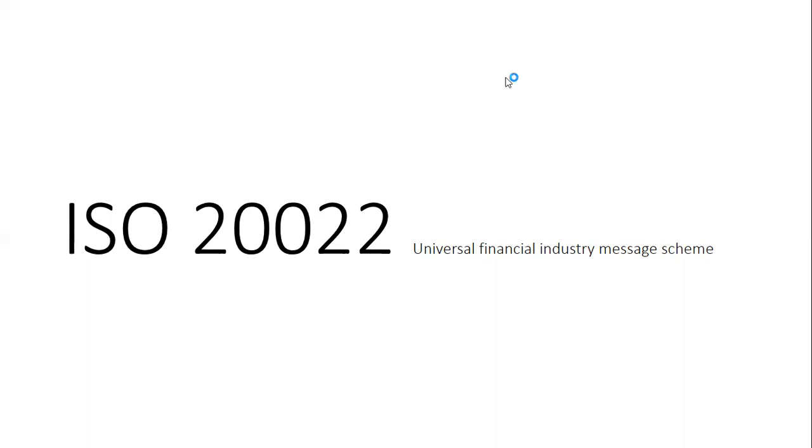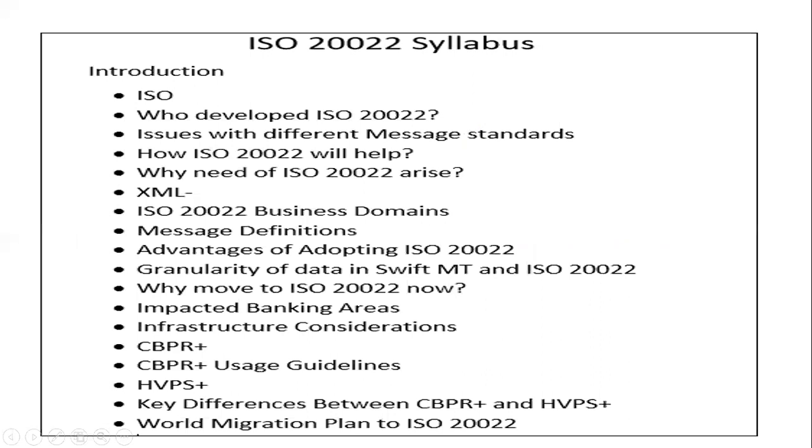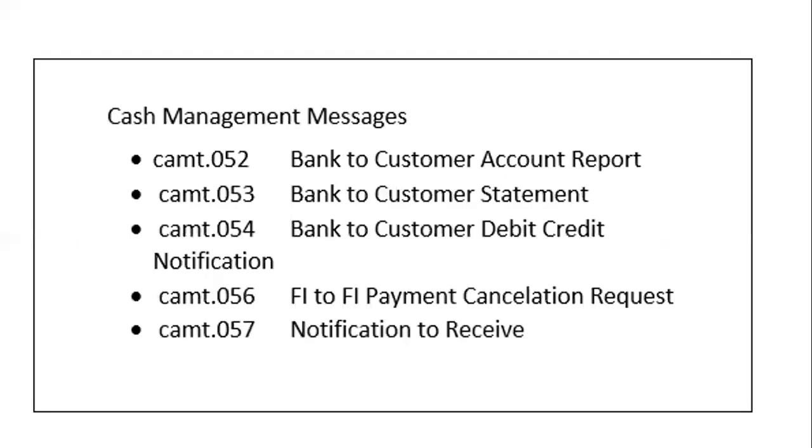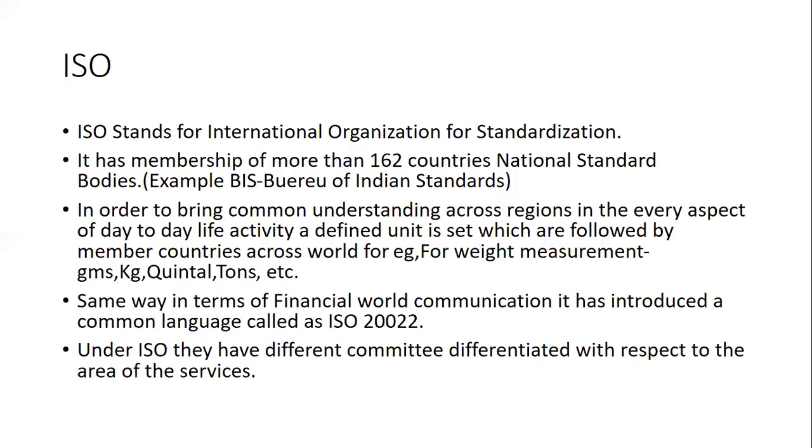So let's get started. ISO 20022 is the Universal Financial Industry Message Scheme. In this program, we will understand different syllabus topics, but let's first understand what ISO is. ISO stands for the International Organization for Standardization. All the countries have their own standardization body. For example, in India we have BIS, the Bureau of Indian Standards. It is also a participant of ISO, the International Organization for Standardization.